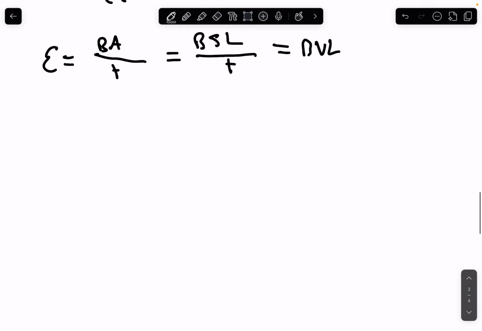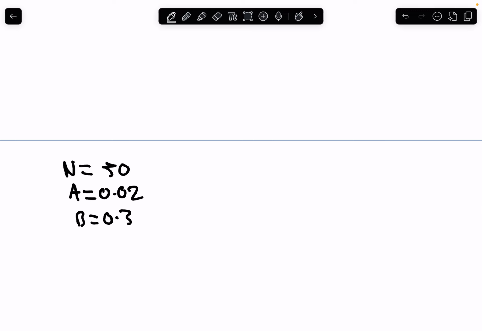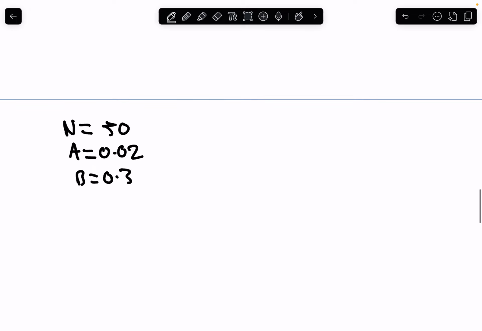Let's go. A coil with N equals 50 turns. So here it's a coil, so we use N. And an area of 0.02 meters squared, A equals 0.02, is placed in a uniform magnetic field, B equals 0.3. The coil is oriented such that the plane of the coil is perpendicular to the magnetic field. Calculate the magnetic flux through the coil. This is actually a trick question. So let's calculate the magnetic flux here.